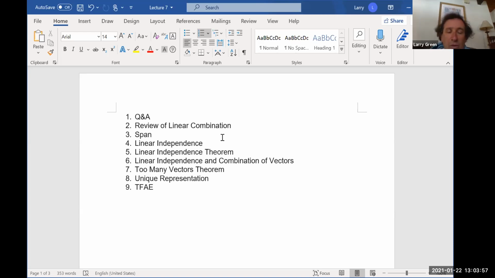And then we're going to get into the two main key concepts for the entire course. The first is span, and I'll talk about what that means. And the second is linear independence. So again, those are the biggies, span and linear independence. So I'll define those terms.